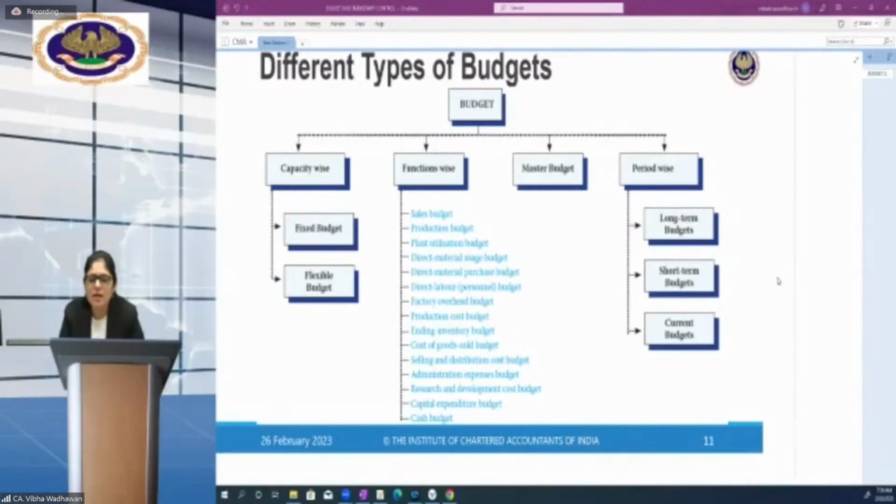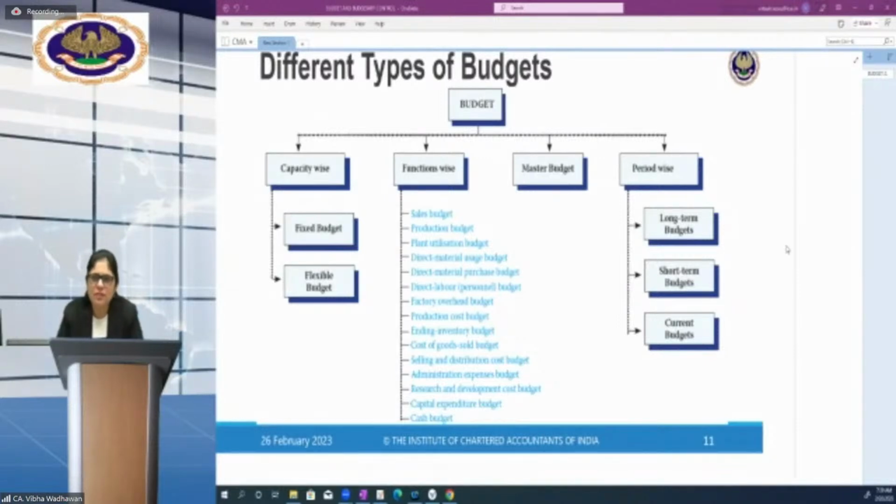All right. Direct material usage budget. Usage means consumption. How much direct material consumption we are expecting next year. All right. Direct material purchase budget. So on the basis of production, on the basis of output, how much direct material purchase we have to do in the next year. On the basis of consumption, we have to plan how much direct material is expected to be purchased also. See, all types of planning we are doing. That's the budget. All right.